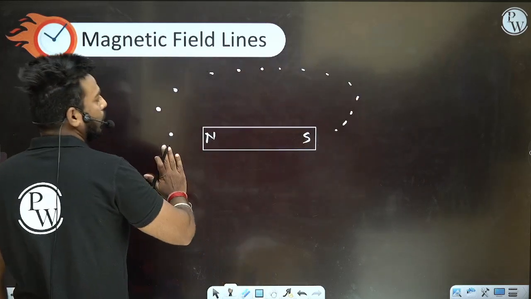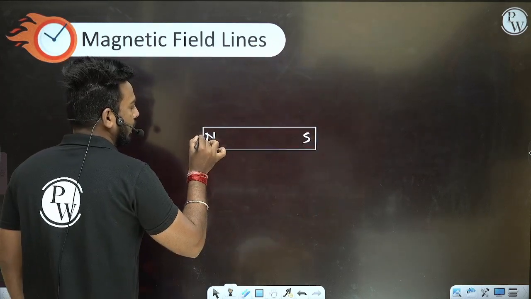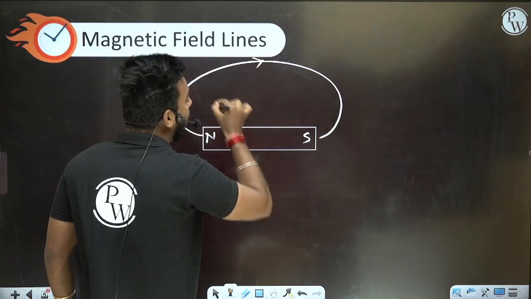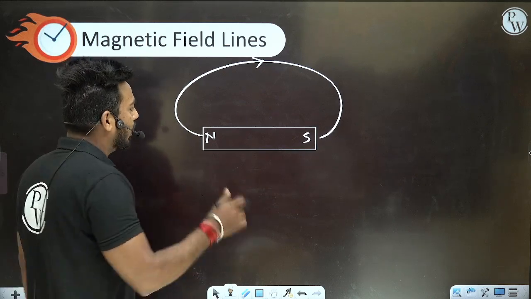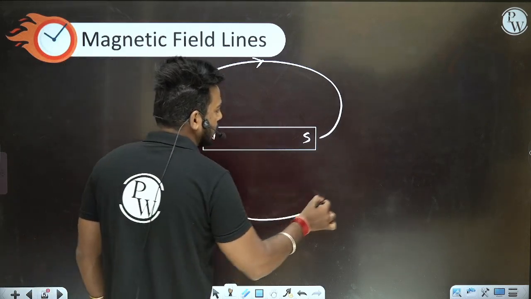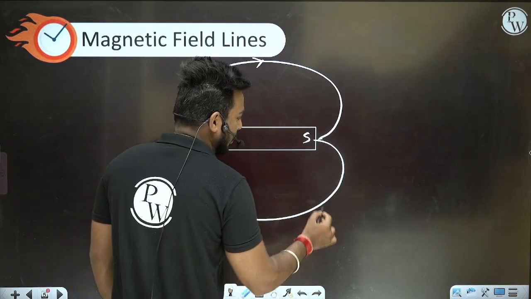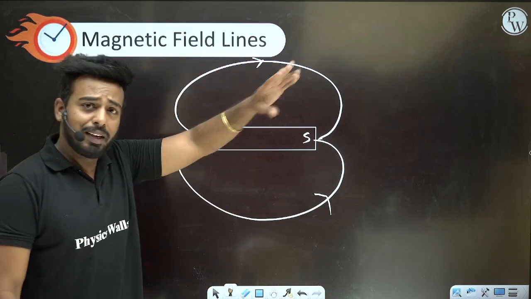In that way, you can see there is a line that is called a magnetic line of force, and it may be infinite in number. It may be 1, 2, 3, 4, 5, 6, 7, 8, 9, 10, and crores, infinite in number.